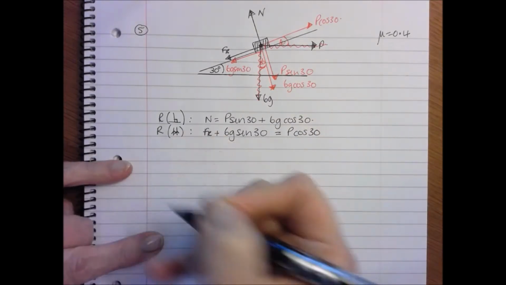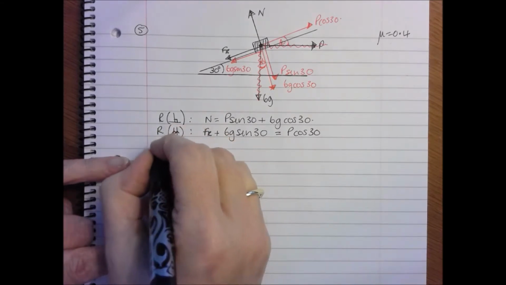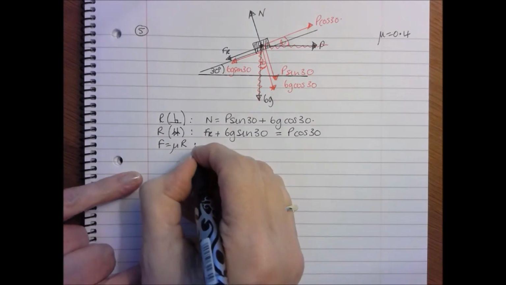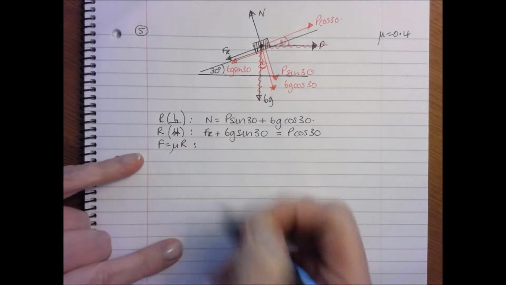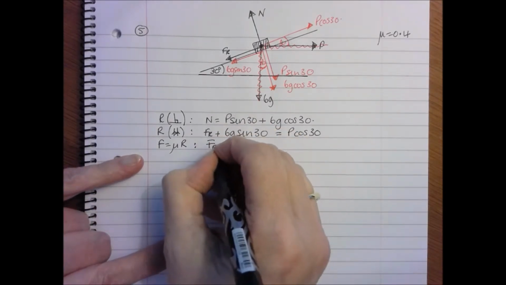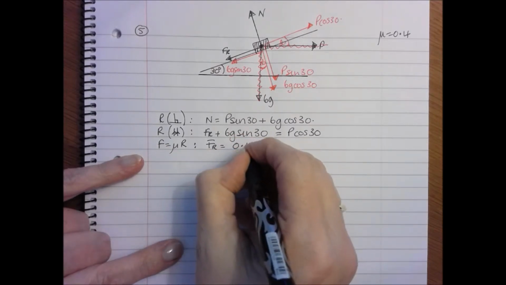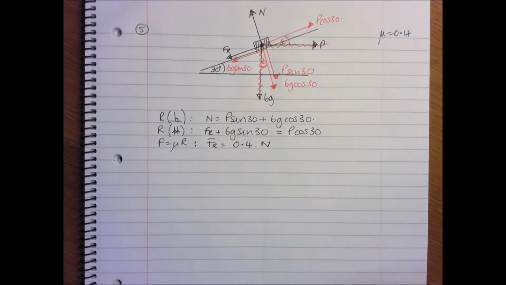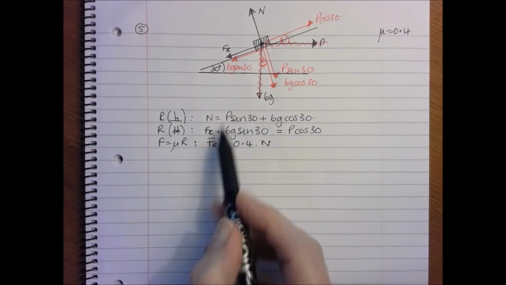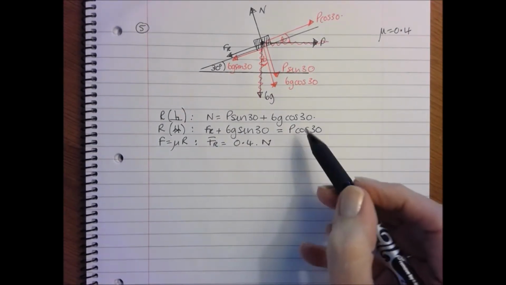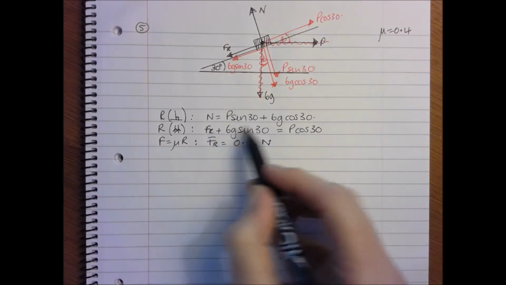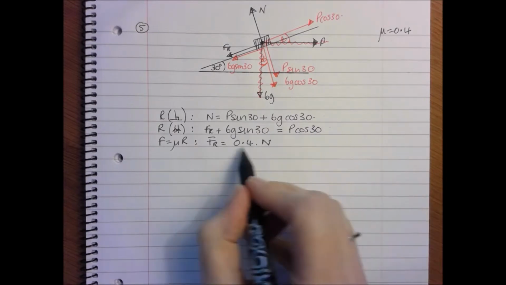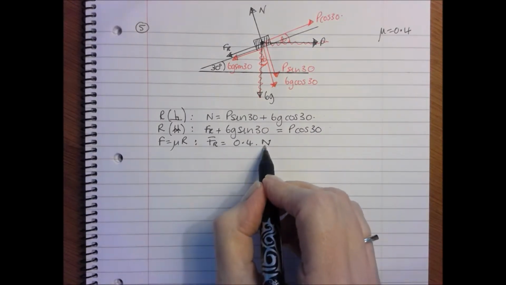But the third thing I can do is I can use friction equals mu times R. So my maximum friction is equal to mu times R. So my frictional force is equal to mu, which is 0.4, multiplied by N. And this is my starting point really. So what I'm now going to do is use my first two equations here, and substitute them into the third one.